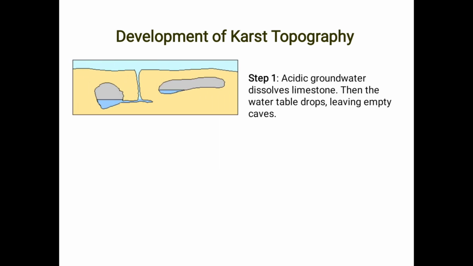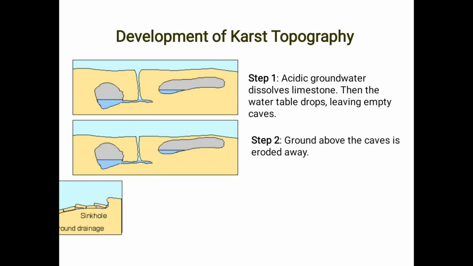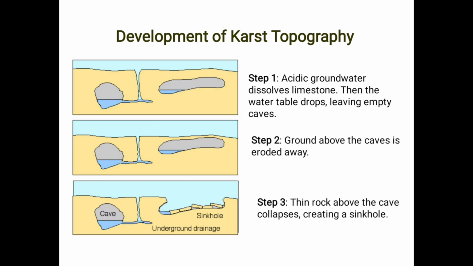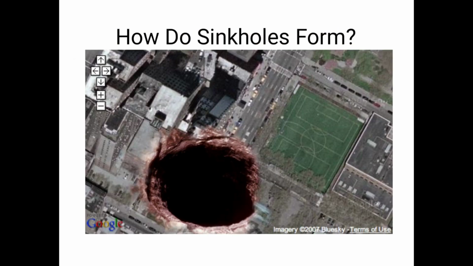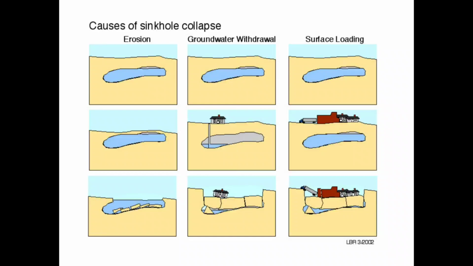First, development of karst topography. Acidic groundwater dissolves limestone, then the water table drops, leaving empty caves. Next, the ground above the caves is eroded away. Next, the thin rock above the caves collapses, creating a sinkhole. How do sinkholes form? This is a sinkhole created in the land surface.